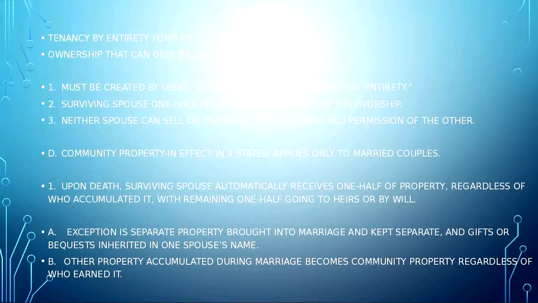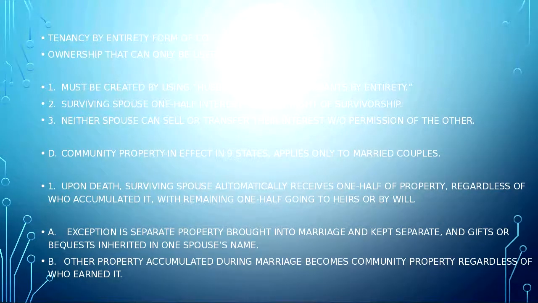So what is community property? Simply means that upon the death of one of the parties, the surviving spouse automatically receives 1/2 of the property, regardless of who accumulated it, and the remaining half goes to the heirs or to whatever party is designated in the will. Okay? Now, let me talk about the exception moment.